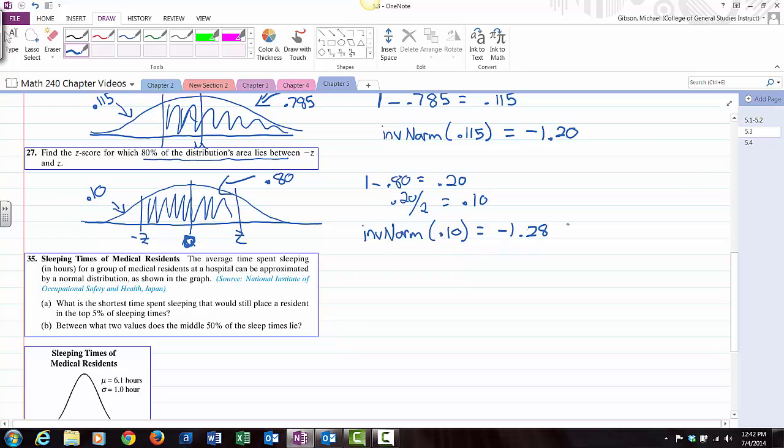All right. So that would be the minus z, right? So if minus z is 1.28, then z would be positive 1.28. And that would be the answer to that question.